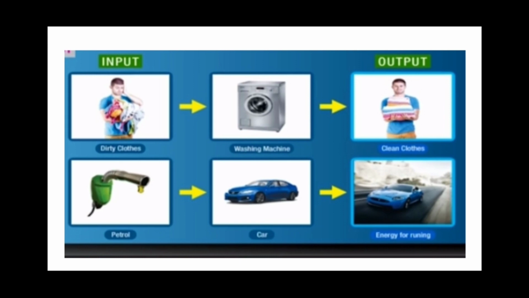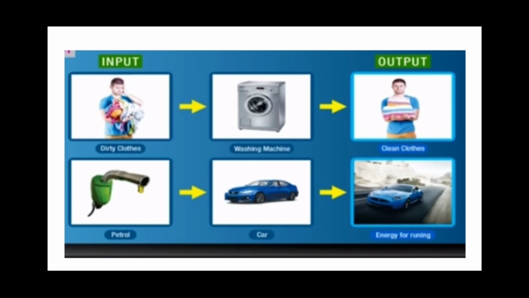If we have dirty clothes, then we put these dirty clothes into the washing machine. Washing machine is one kind of processing device. Washing machine will wash your clothes, and then finally you get clean clothes, that is the output.